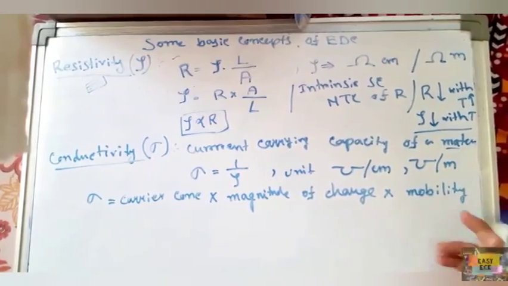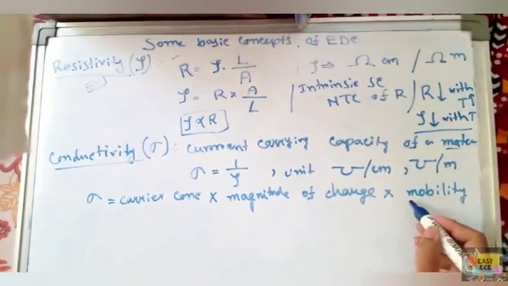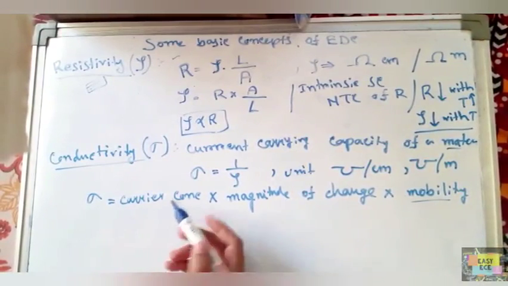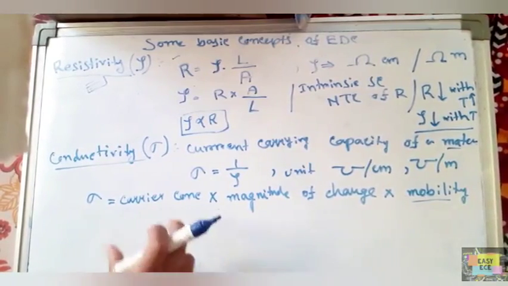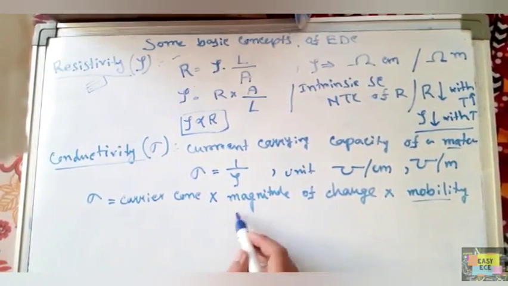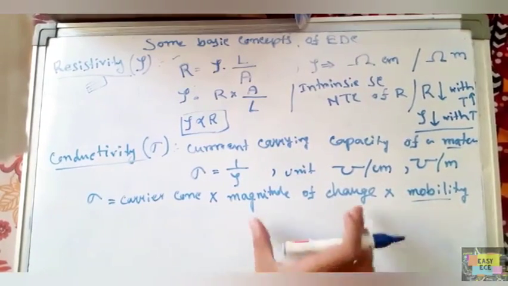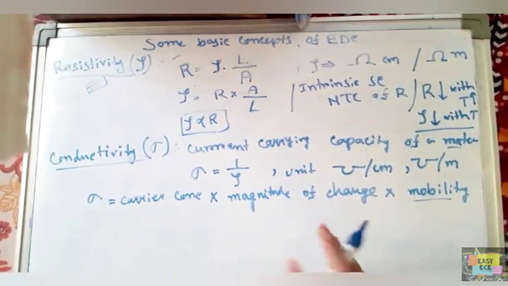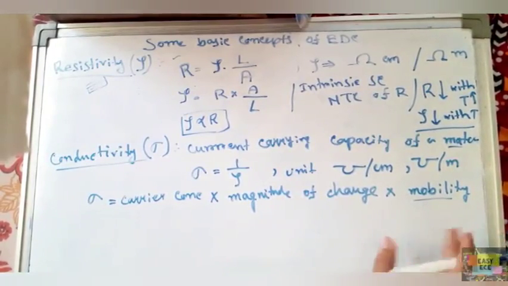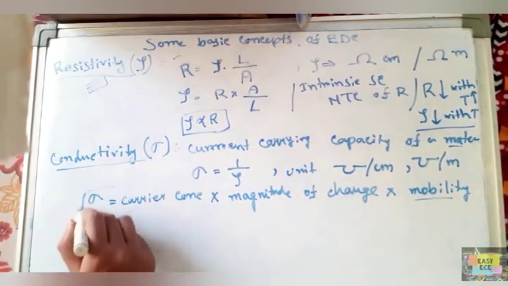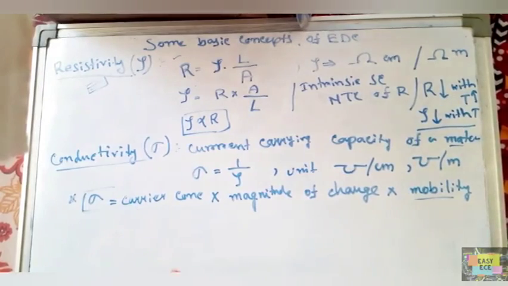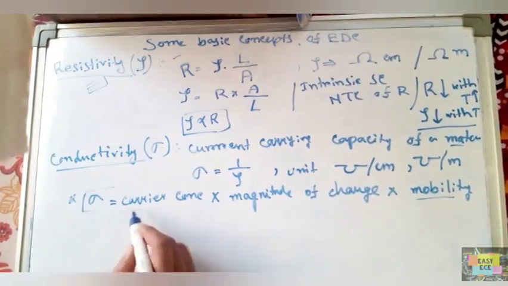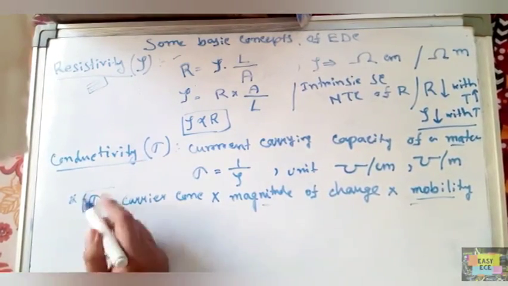What is mobility? If you don't know, then please check my video on mobility. So now what is carrier concentration? That is n or p, how much majority carrier or minority carrier are present in any material or semiconductor device, into magnitude of charge, that is how much charge it can hold, that is q, into mobility. This is the formula of the conductivity. You need to remember this. Now, variation in conductivity may be due to variation in carrier concentration, mobility, or charge. If these change, then obviously conductivity varies.